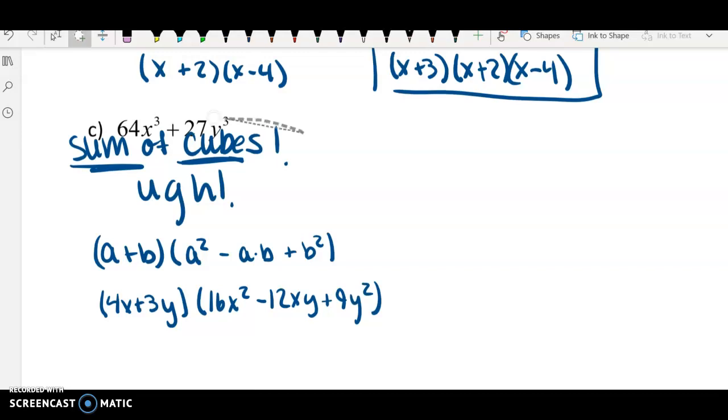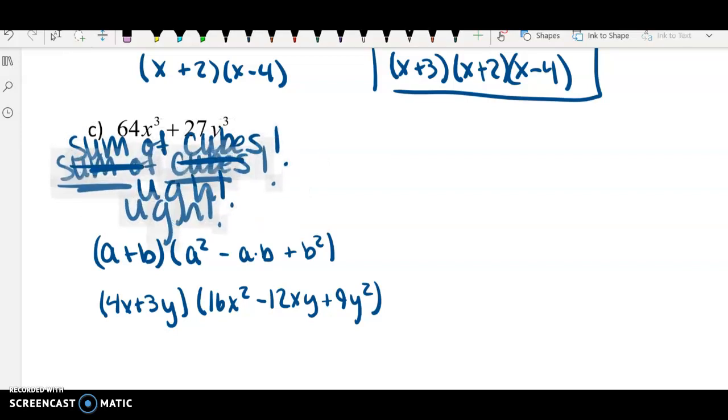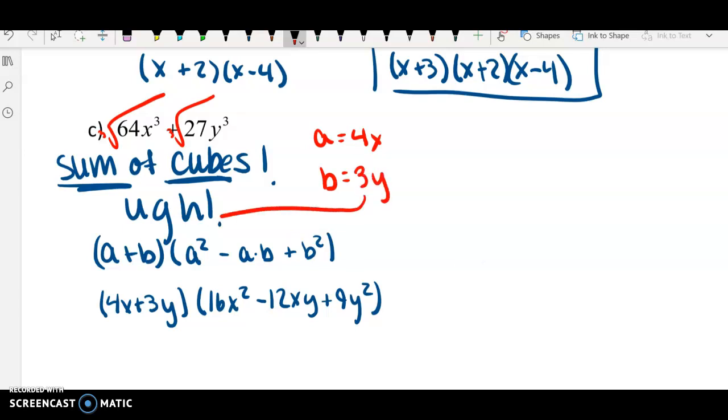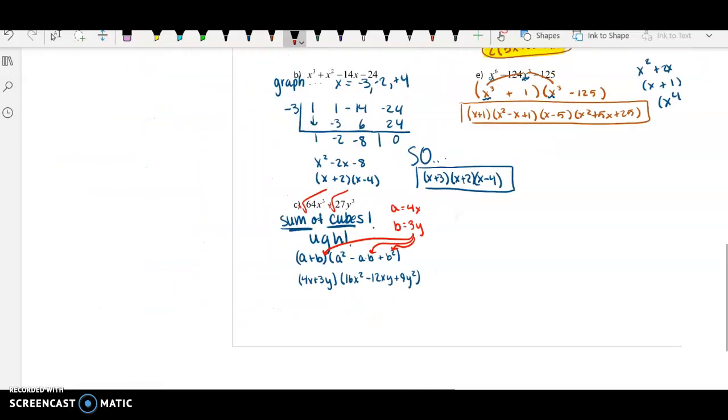This one here, if it's a little confusing for you, just go ahead and take the cube root. If it's easier for you, cube root both of these. So then you'll know that your A, when you cube root that, you'll get 4x. Your B will be 3y. So then all you do is just plug it in wherever you see a B. Okay? You'll plug in the 4x wherever you see an A.